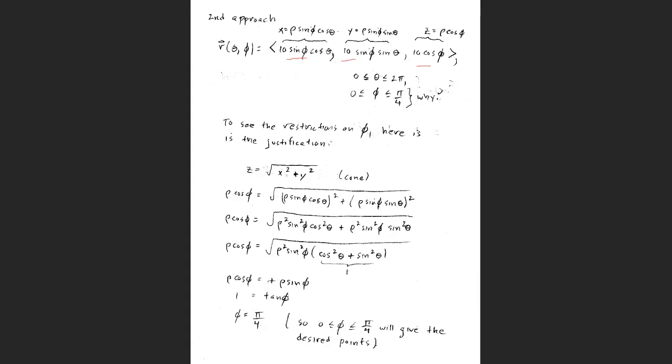Where the work comes in here, though, is to figure out what the restrictions are on theta and phi. Well, theta is just going to go from 0 to 2 pi. You need a complete revolution to capture that top piece of the sphere. But phi is going to be between 0 and pi over 4. The question is why? To see the restrictions on phi, here is the justification. Let me give you a moment to catch up here.